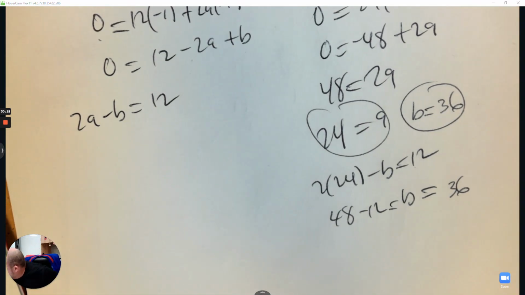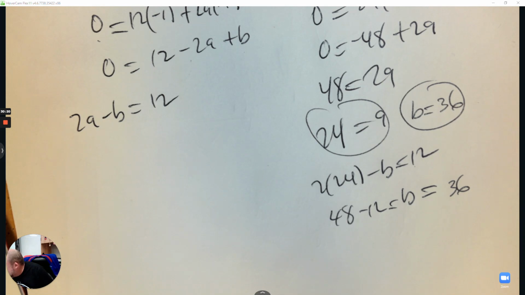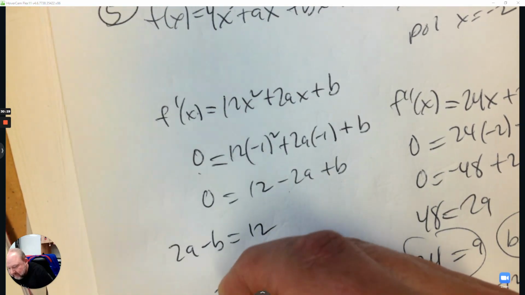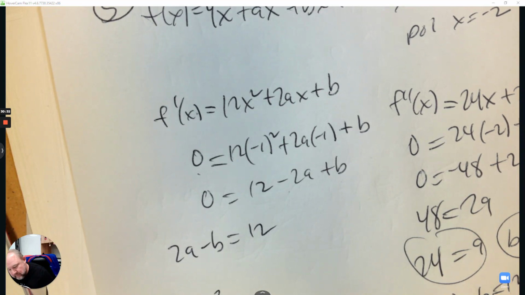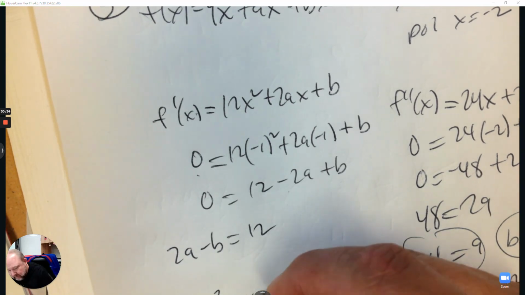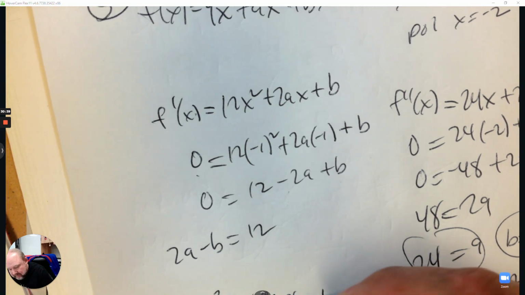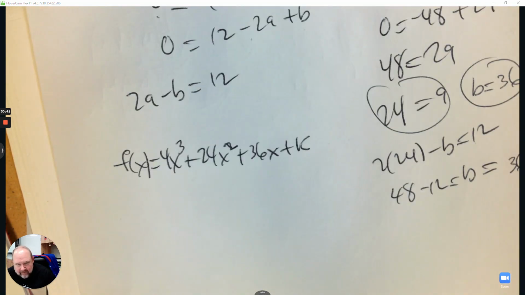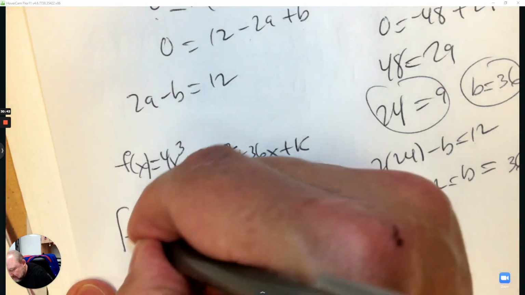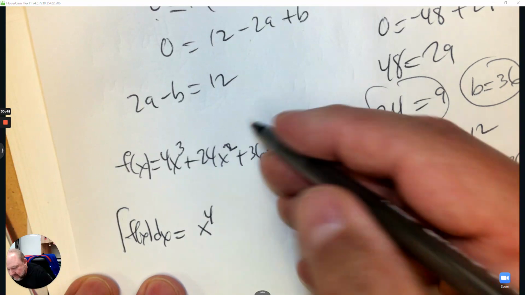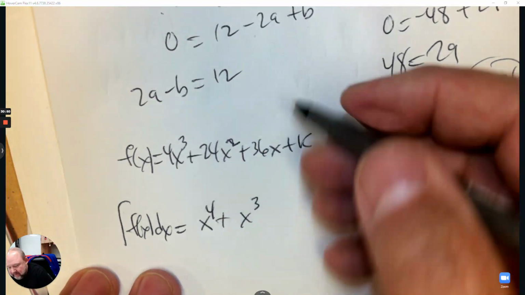And then it says, if the integration of all that is 32, what's the value of k? So I now know what a is. So I have 4x cubed plus a, 24x squared, b, 36 plus k. So I plug that in. If I integrate this, I add 1 to the exponent and then divide.